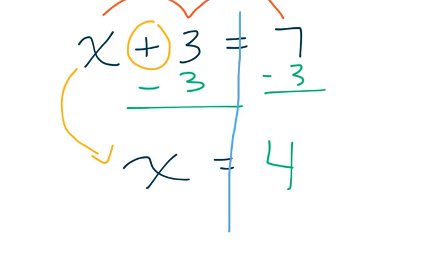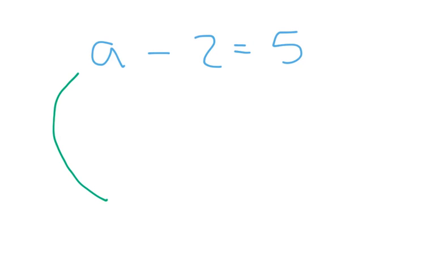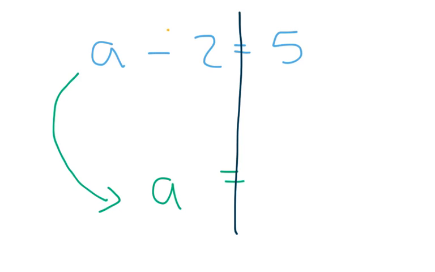Now let's solve one using subtraction. If I had a minus 2 equaled 5. Same rules apply. Step 1, get the a by itself. And in order to do that, take a look at the operation, which in this case is subtraction, and do the opposite in order to cancel out the 2. The 2's go away, they go bye-bye.